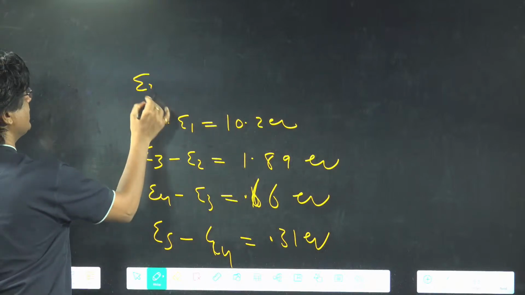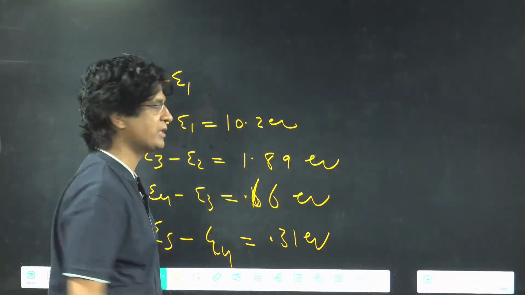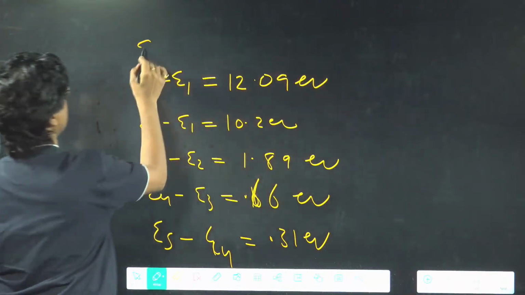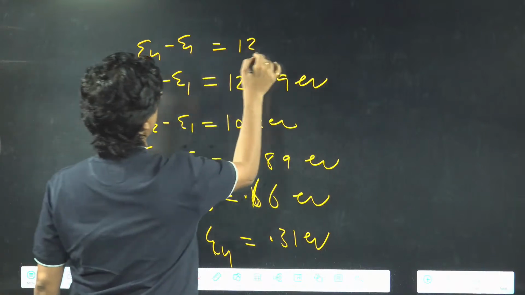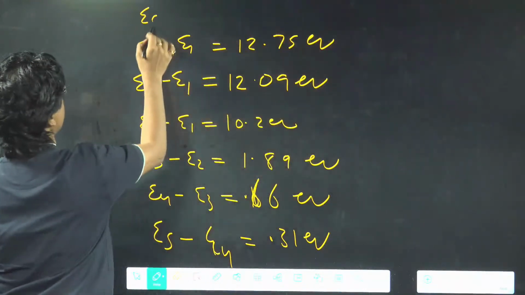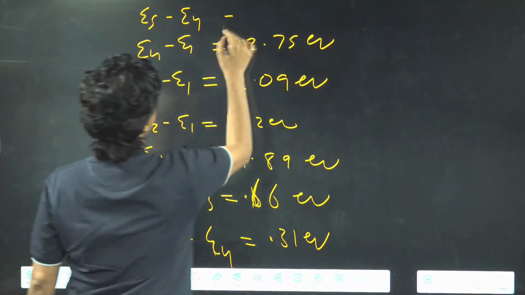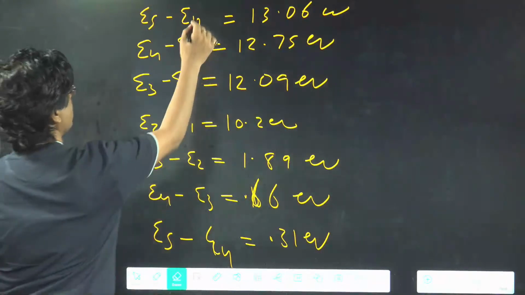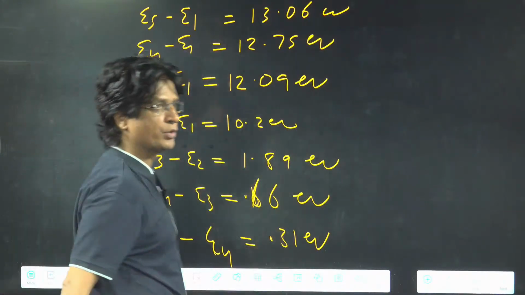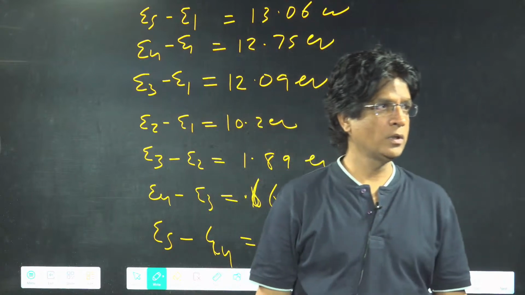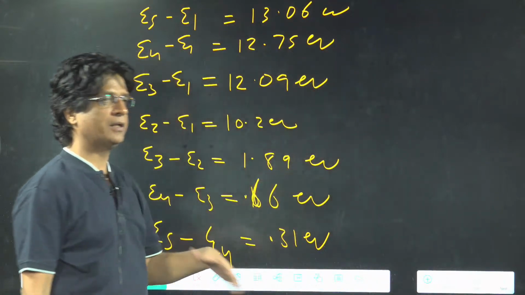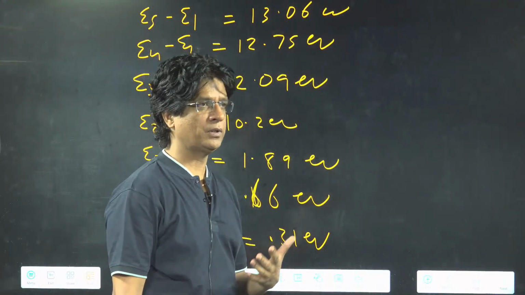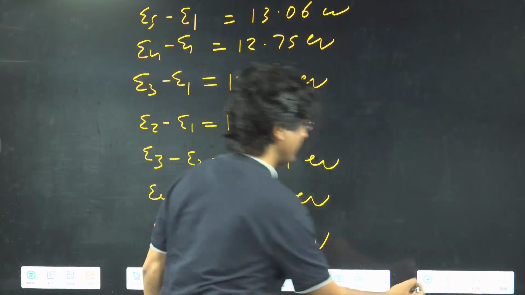Now, beyond that, E3 minus E1, we have discussed in the previous classes, was how much? 12.09 electron volt. E4 minus E1 is 12.75 electron volt, and E5 minus E1 will be 13.06 electron volt. Am I correct? No, this is incorrect. This should be E1. Yes or no? So we will be needing all these values today, and if you learn these values, you will see how easy this chapter, atomic structure, becomes.